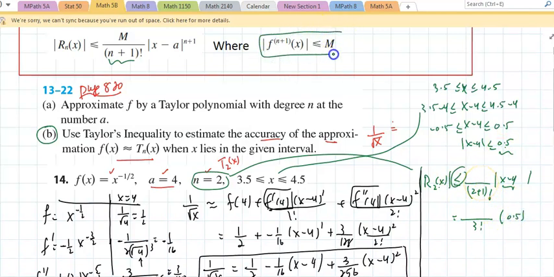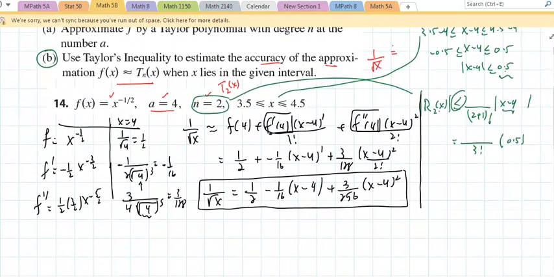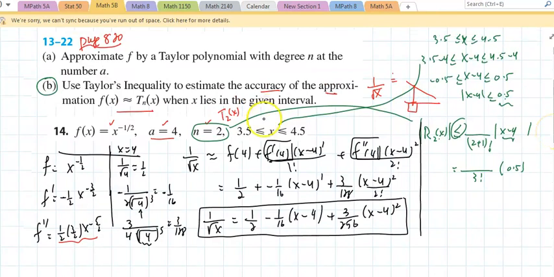M is simply the next derivative in absolute value, the biggest it could ever be. Another way of looking at this is that, wouldn't you say that this is decreasing? If you have a function that is decreasing, don't you always take the left endpoint and plug the actual 3.5 in? And 3.5 minus 4 in absolute value is 0.5. Regardless, it doesn't matter what we use.